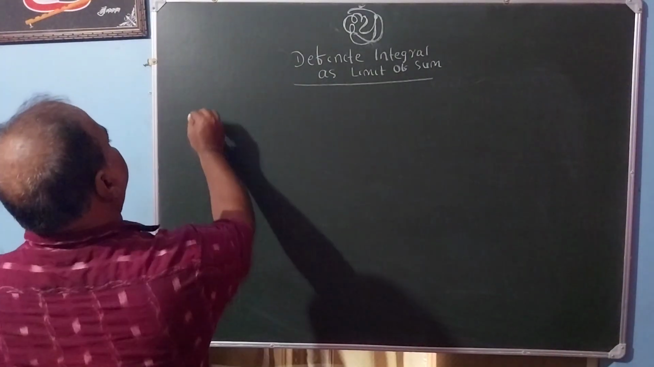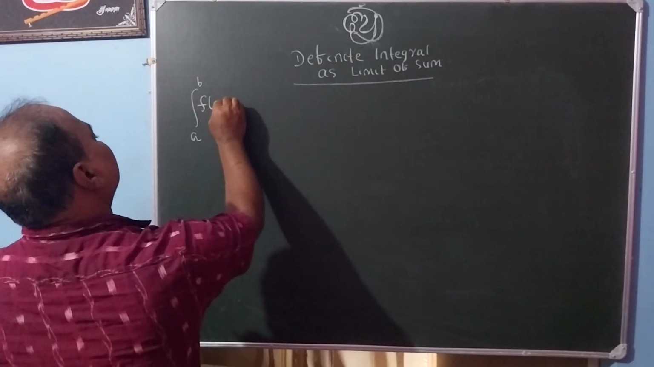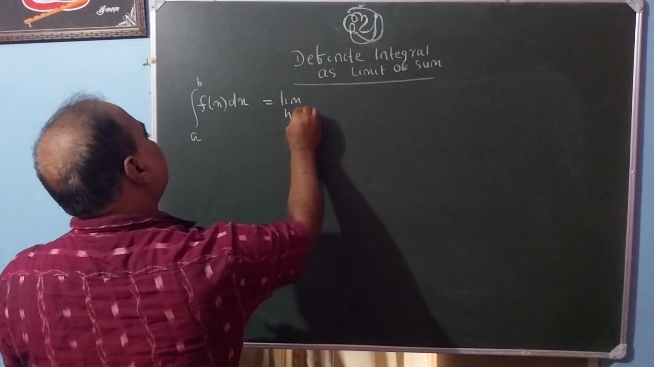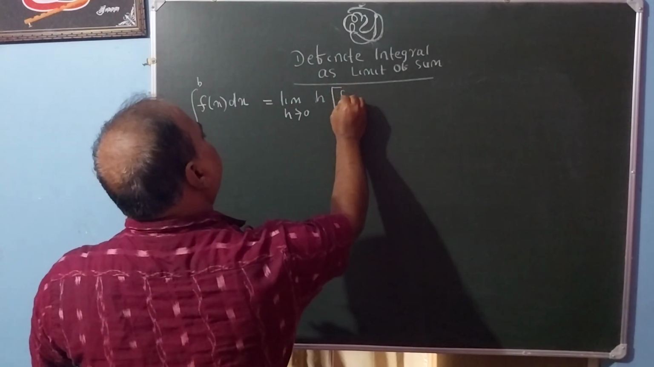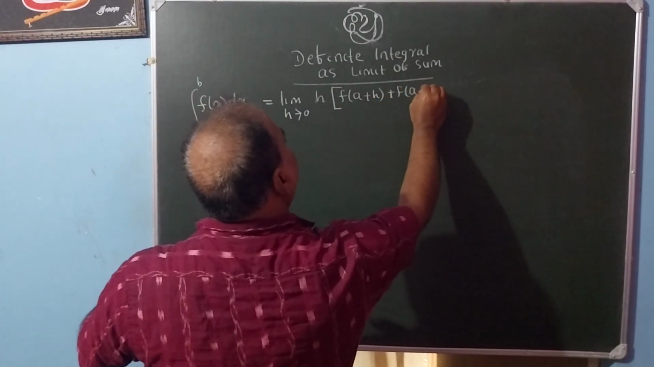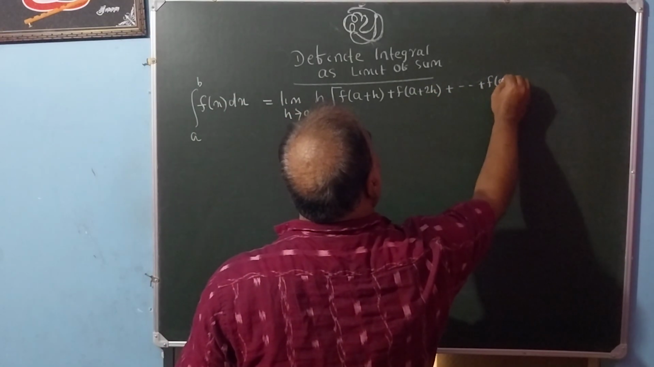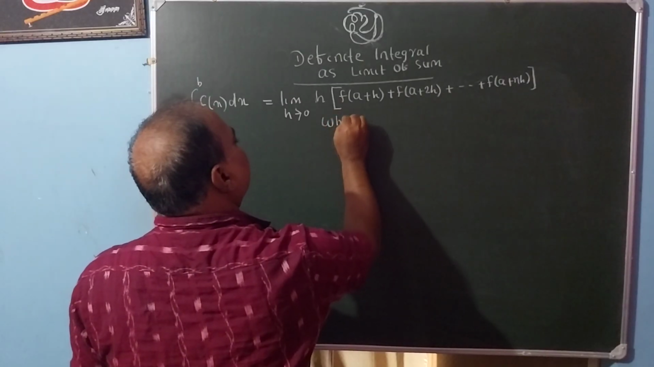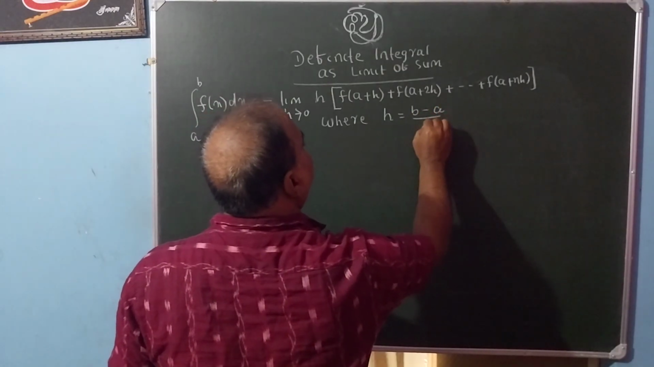So write down, integration of a to b f(x) dx is equal to limit h tends to 0, h whole into f of a plus h, f of a plus 2h, dot dot dot, f of a plus nh, where h is equal to (b minus a) by n.